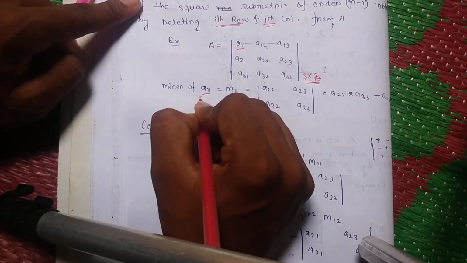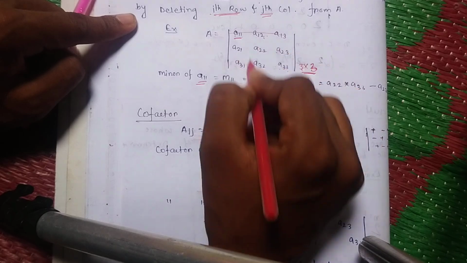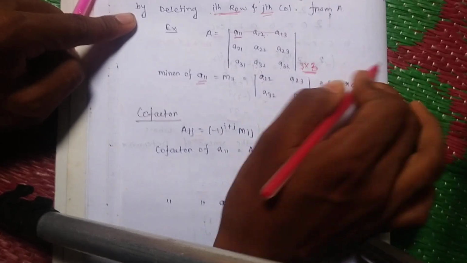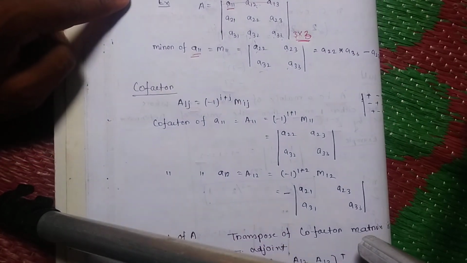So what is the minor of A11? You have to delete the first row and column, so what remains is A22, A23, A32 and A33. The value is the determinant, and you know how a second order determinant is found.